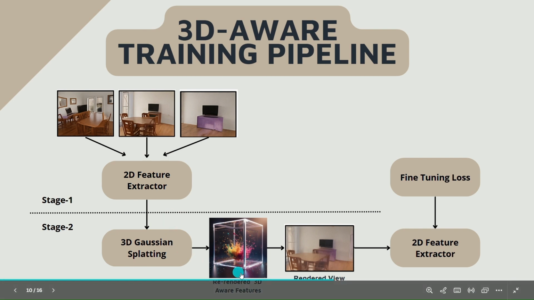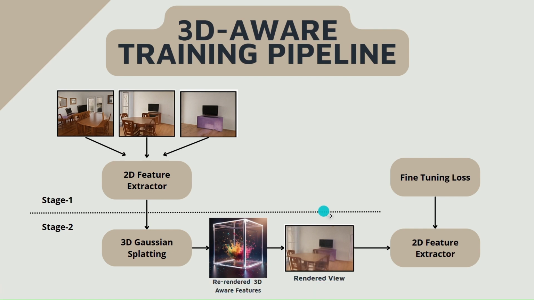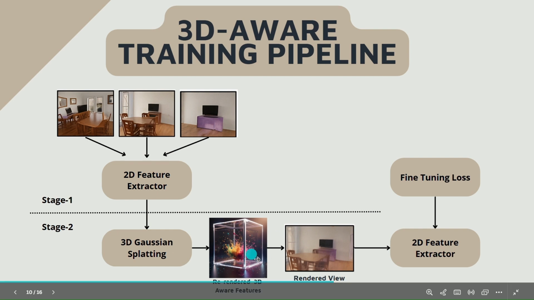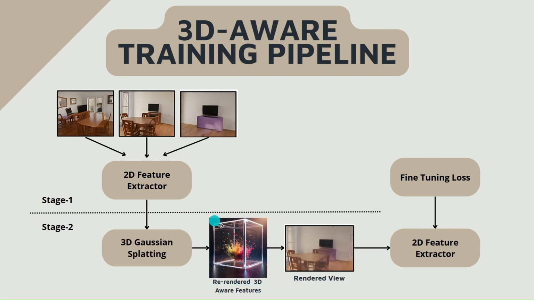The output of this stage is what we call 3D-aware features. These are feature maps that encode not just local appearance but also 3D scene structure, thanks to their integration over multiple viewpoints. Now we enter stage 2. We randomly render these 3D Gaussians into novel views. The resulting rendered images contain synthetic 2D feature maps that are spatially coherent and contextually enriched. These rendered feature maps are then used as a supervised signal to fine-tune the original 2D backbone.